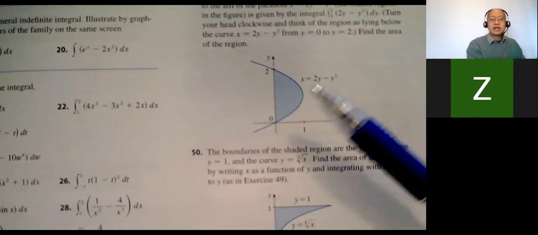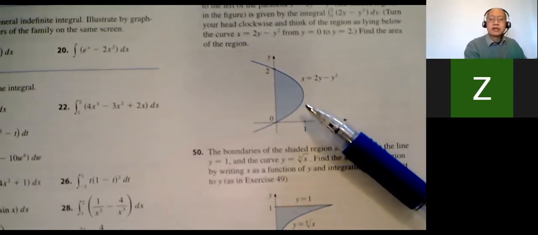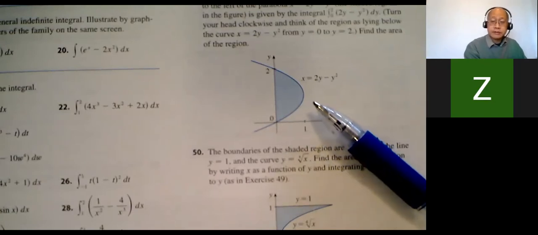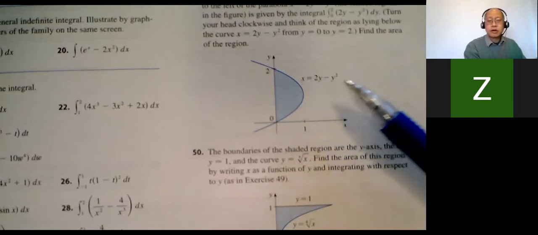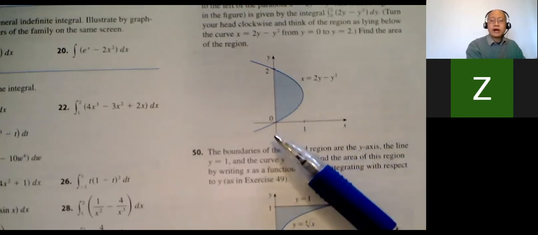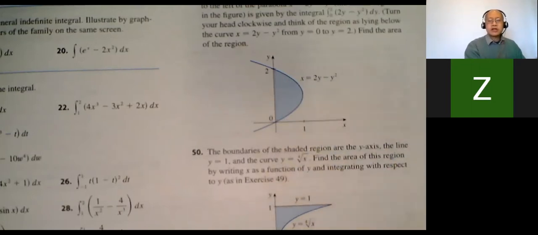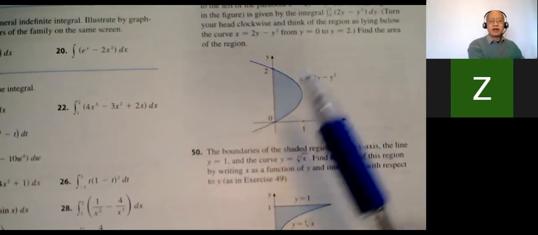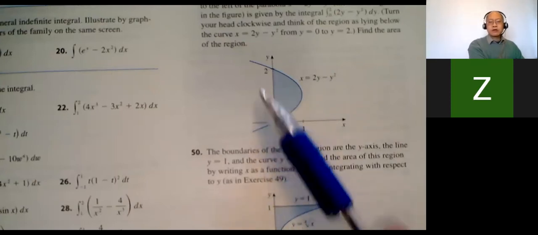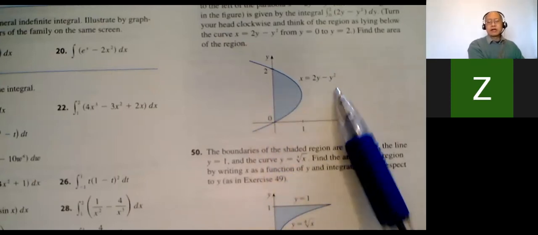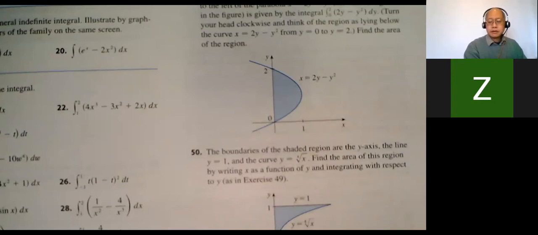So this is just a heads up that when you get to calc 2, you get a lot more x as a function of y. So be comfortable going both ways, okay? And y goes from 0 to 2. Other than that, it's really the same thing. How do you find that area? Integrate as y goes from 0 to 2 of 2y minus y squared. Okay, so that's what that's all about. The actual computation is not that big a deal.